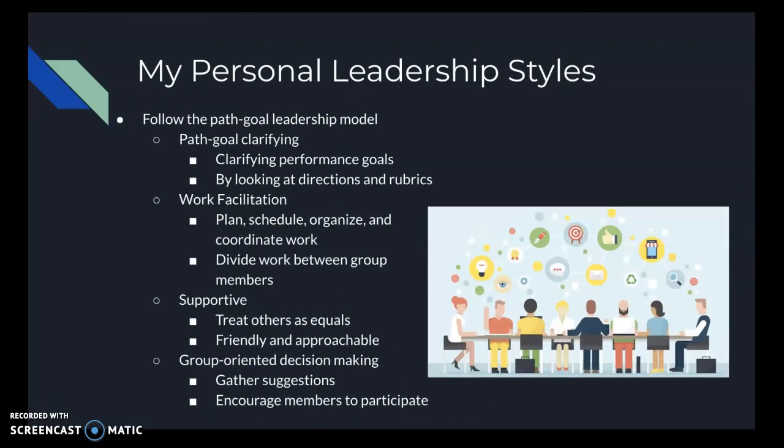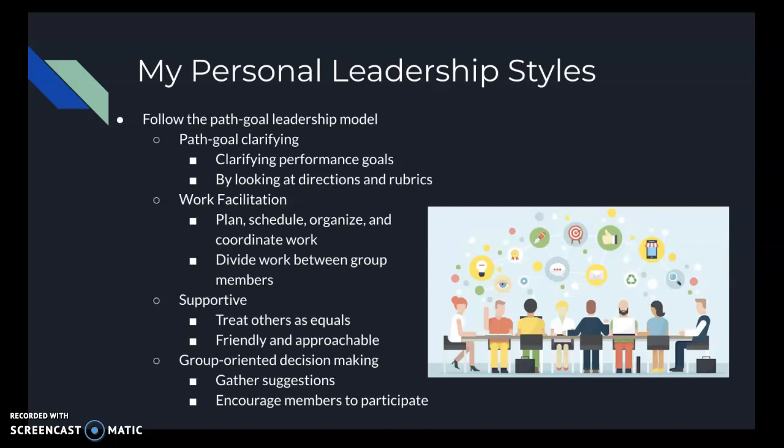So in my own life, I do have some personal leadership styles that I believe work for me best. So I follow the PATH goal leadership model, and some subcategories of this would be the PATH goal clarifying, work facilitation, supportive, and group-oriented decision-making. So for PATH goal clarifying, I feel like I use this a lot by really looking at the directions and rubrics for group projects, laying them out to make sure I do everything need be.